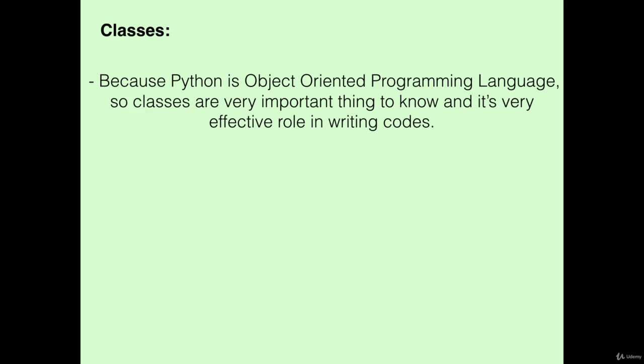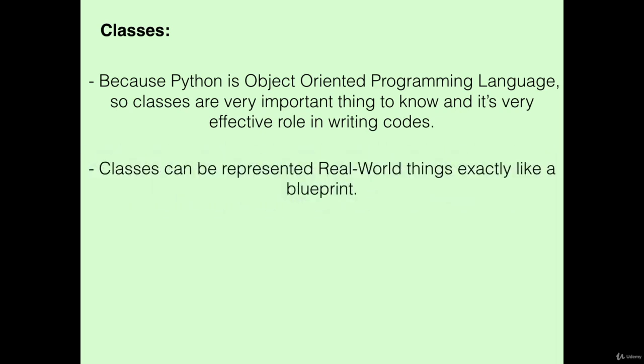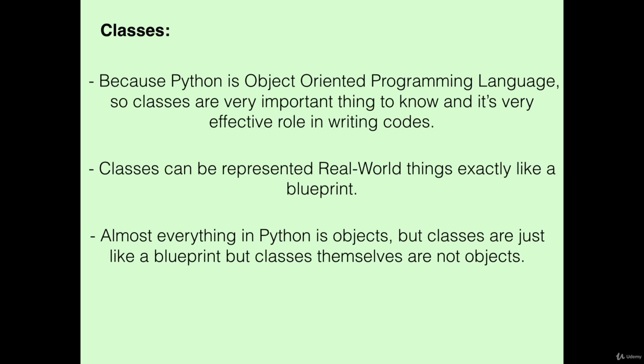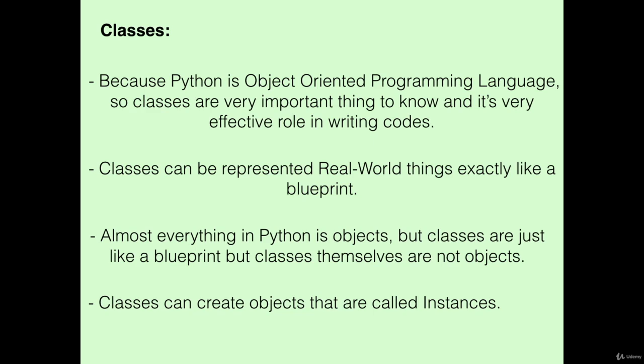Because Python is an object-oriented programming language, classes are very important to know, and it's a very effective tool in writing code. Classes can represent real-world things, exactly like a blueprint. Almost everything in Python is an object, but classes are just like a blueprint, and classes themselves are not objects. Classes can create objects that are called instances.